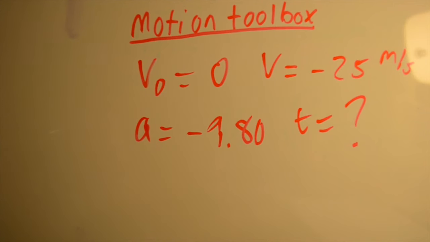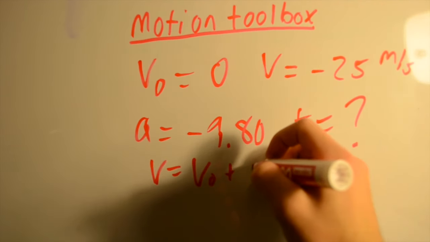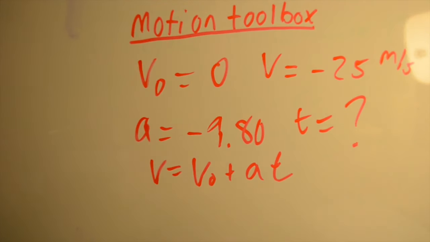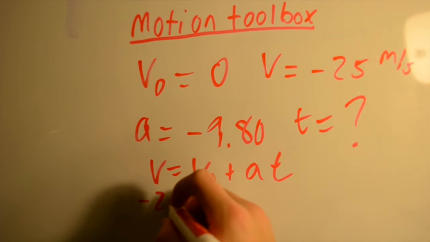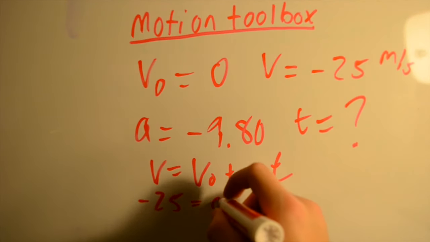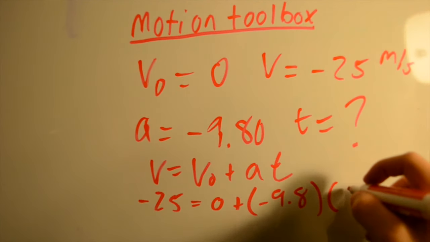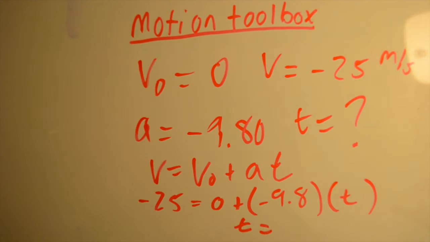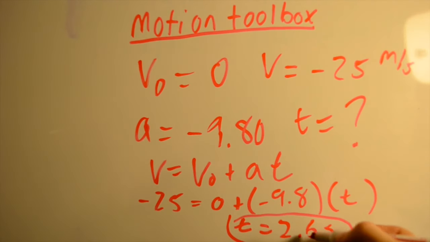And so now we go back to our kinematics toolbox, and we choose the best equation that goes with our variables here. In this instance, I'm going to choose V equals V sub 0 plus AT, because we have the V, we have the V sub 0, we have the A, and we're solving for t. So now it's just a process of substituting values. We get negative 25 equals 0 plus negative 9.8 times t. And doing some simple algebra, t equals 2.6 seconds.